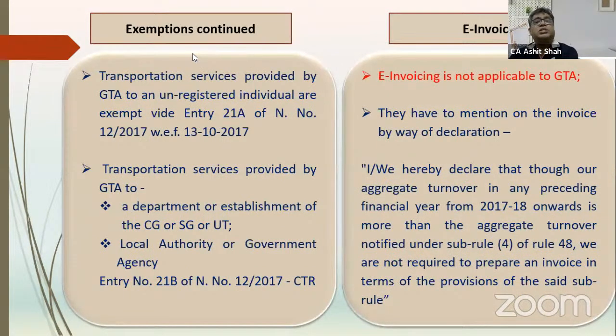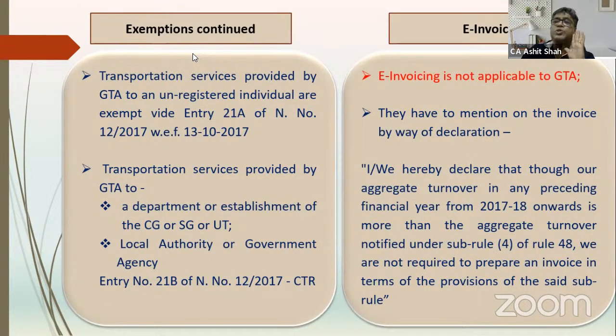Then transportation services provided by GTA to unregistered individuals are also exempt. The query has been raised in 2000 that many a time the GTA provides the service, is registered, and then he says that yes, this transportation service I have provided to an unregistered person, and he says that the recipient is to discharge the service tax liability. That means an unregistered person. Now in that case, what will happen? See the implication.